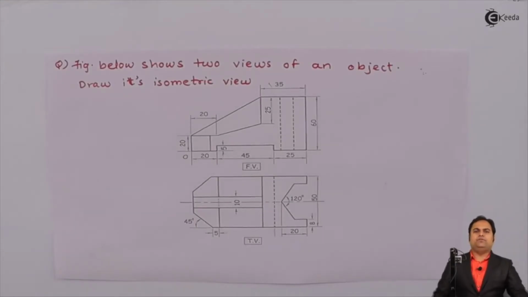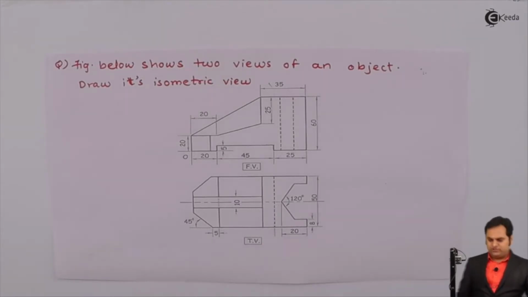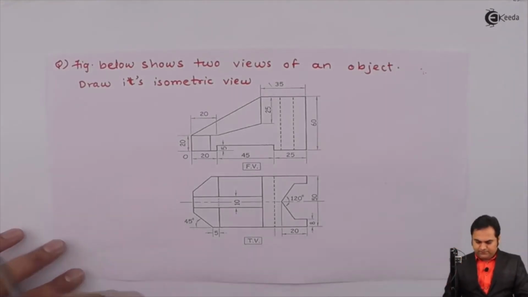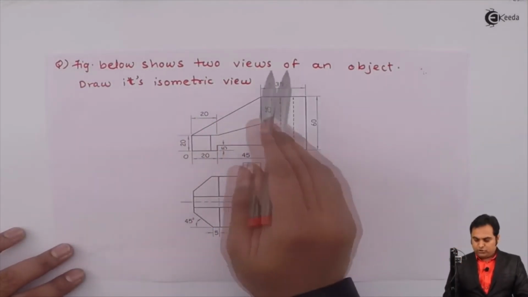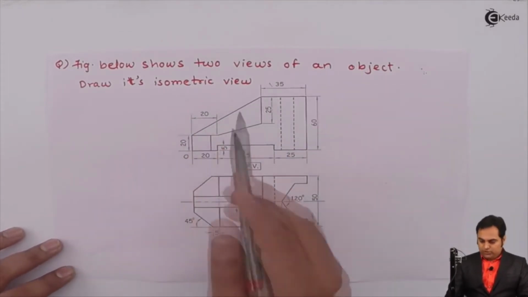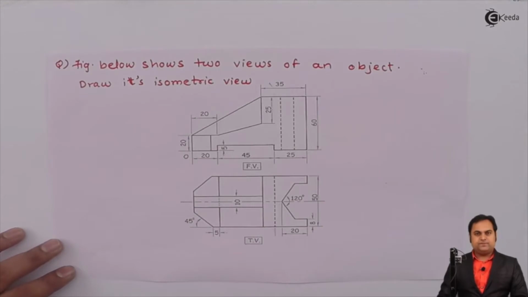In this video, we are going to see a problem on isometric projections. For that, here we have a question. It is given that the figure below shows two views of an object. Draw its isometric view. So this is the question in front of us.